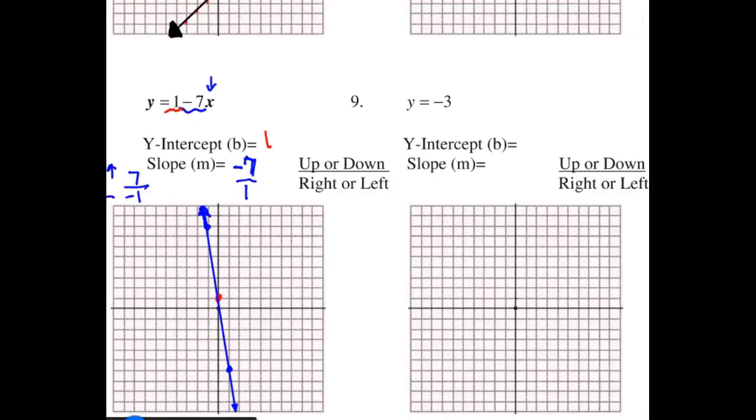Now, what about number 9? What's the slope here? Yeah, there's no x at all, right? But it's a y equals, so the slope is 0. What kind of line has a slope of 0? Okay. What kind of line is that? Well, it's a 0 slope, but what kind of line is it? Vertical, horizontal, diagonal? Horizontal.